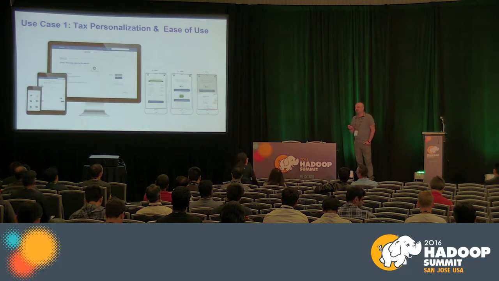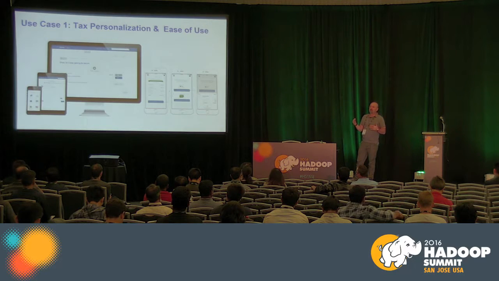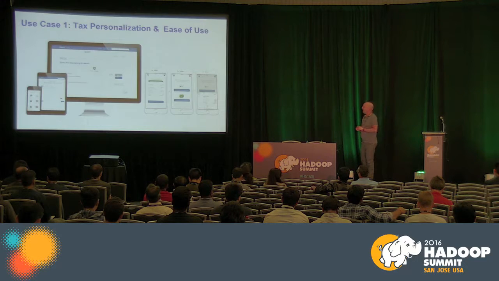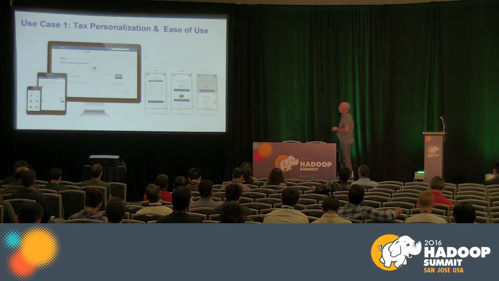And then we define A/B tests to compare different ways of interacting with the application, different paths through a task, and deploy those paths that work best for our users.